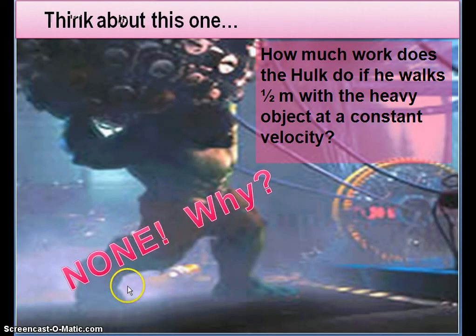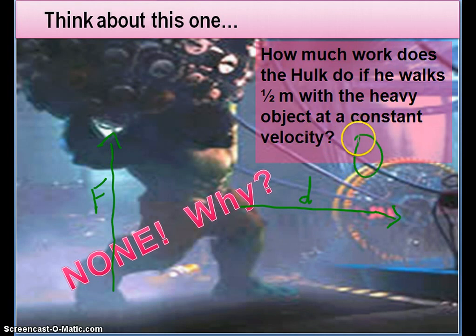So here's the Hulk, and the Hulk really tried hard to lift this heavy bundle way up here. So here's the direction of the force he's applying, and he's going to walk all the way across the room that way. Here's the direction of his displacement, and so your job is to figure out how much work the Hulk does if he walks that far with a heavy object at a constant velocity. No math allowed. You should know right away this answer is 0, but don't tell him. You don't have to get angry, and you wouldn't like him when he's angry.